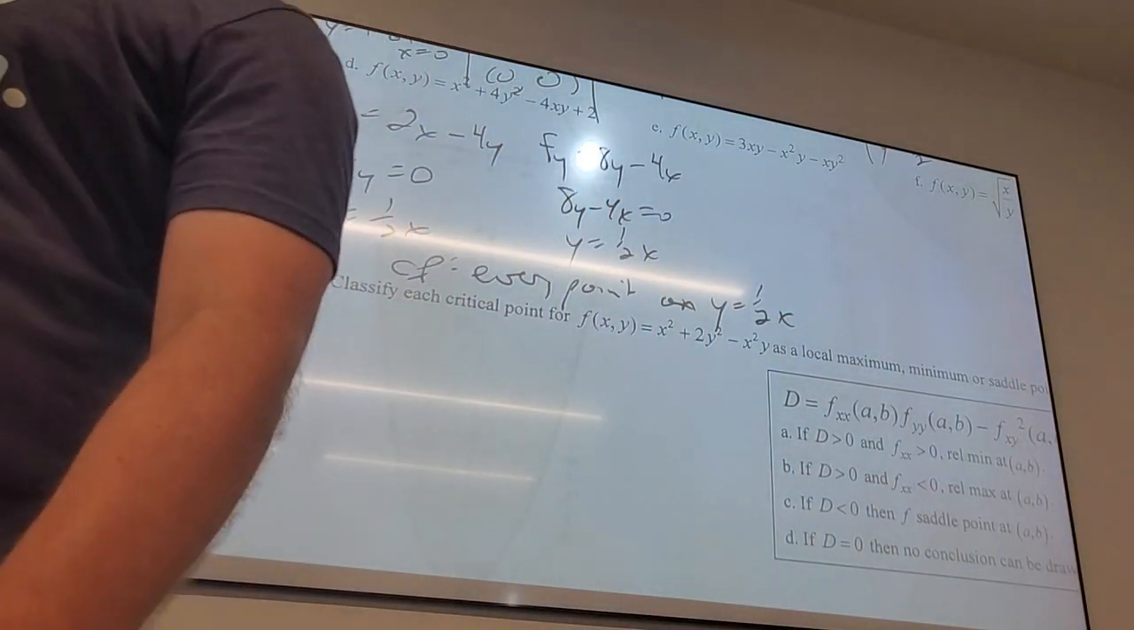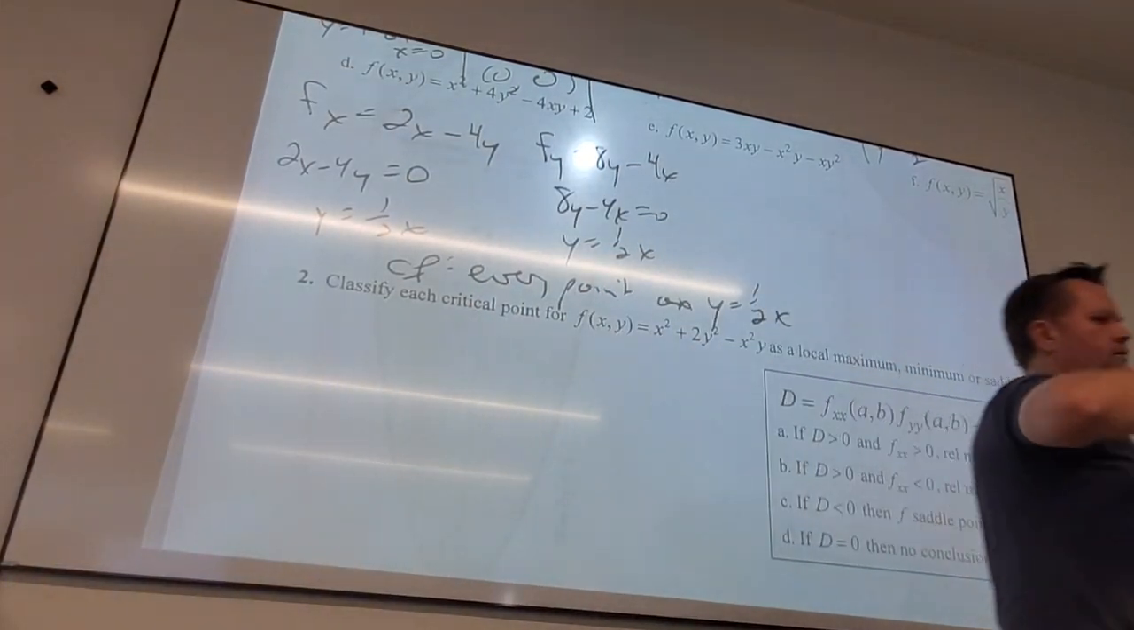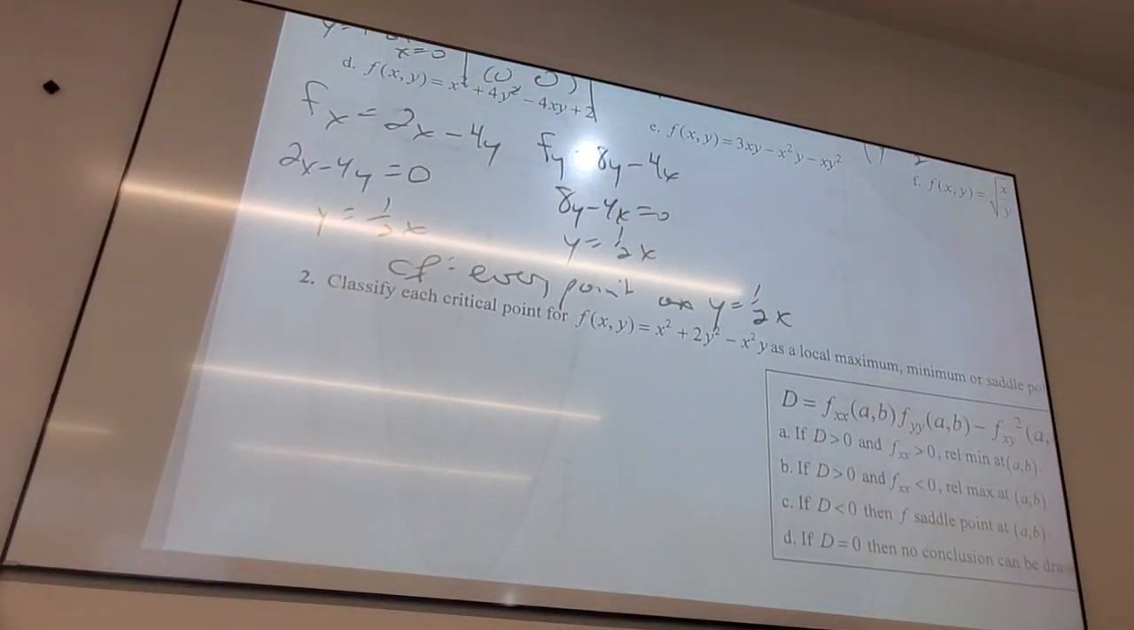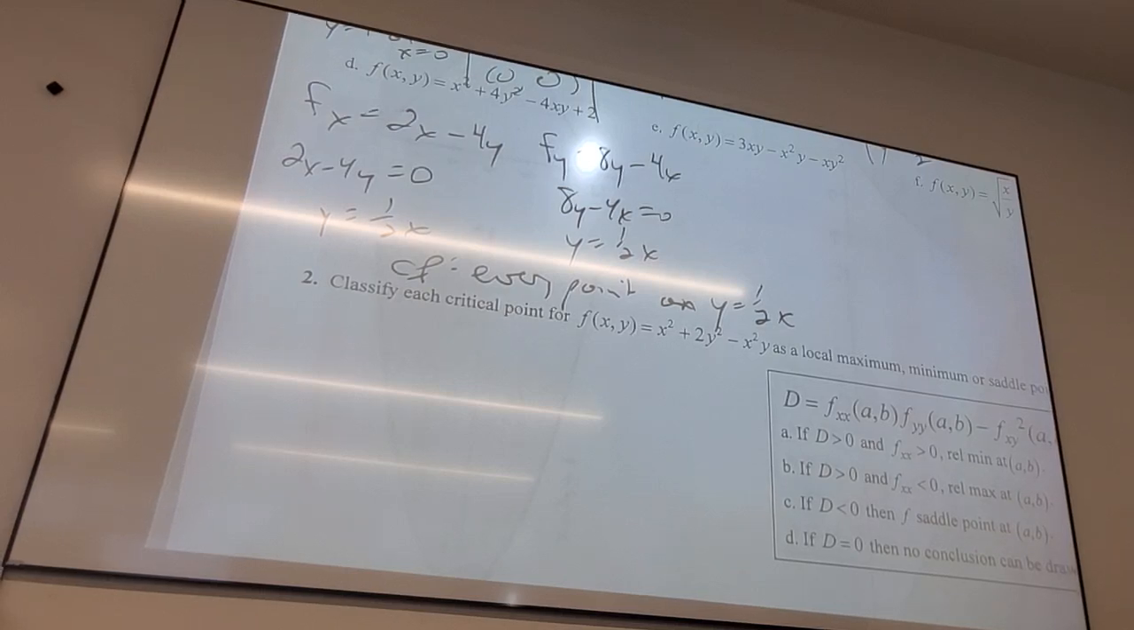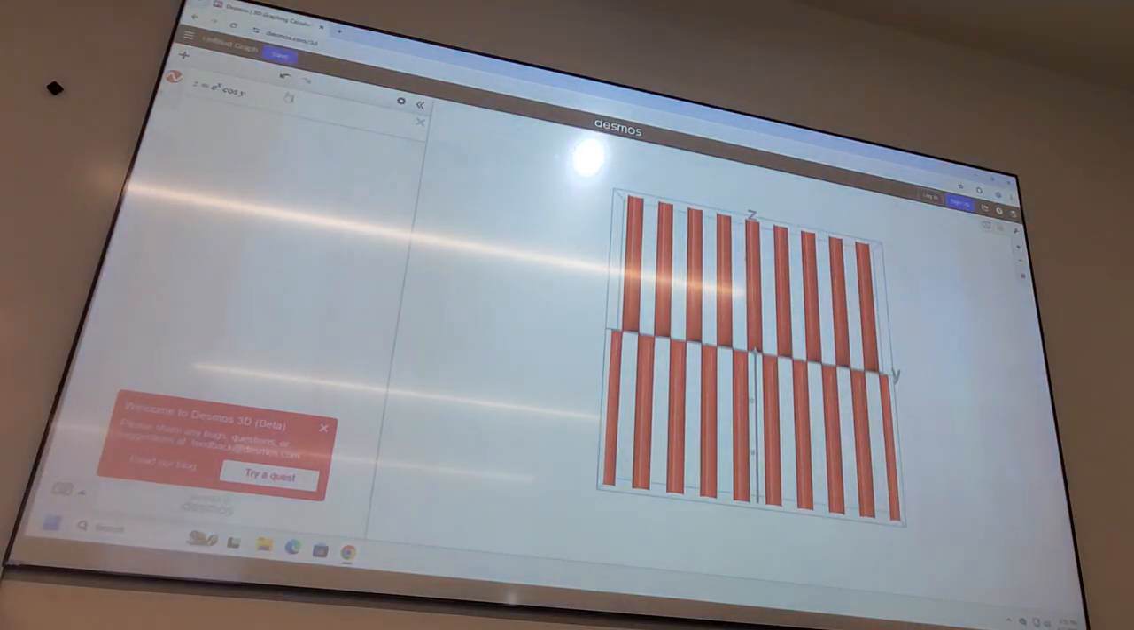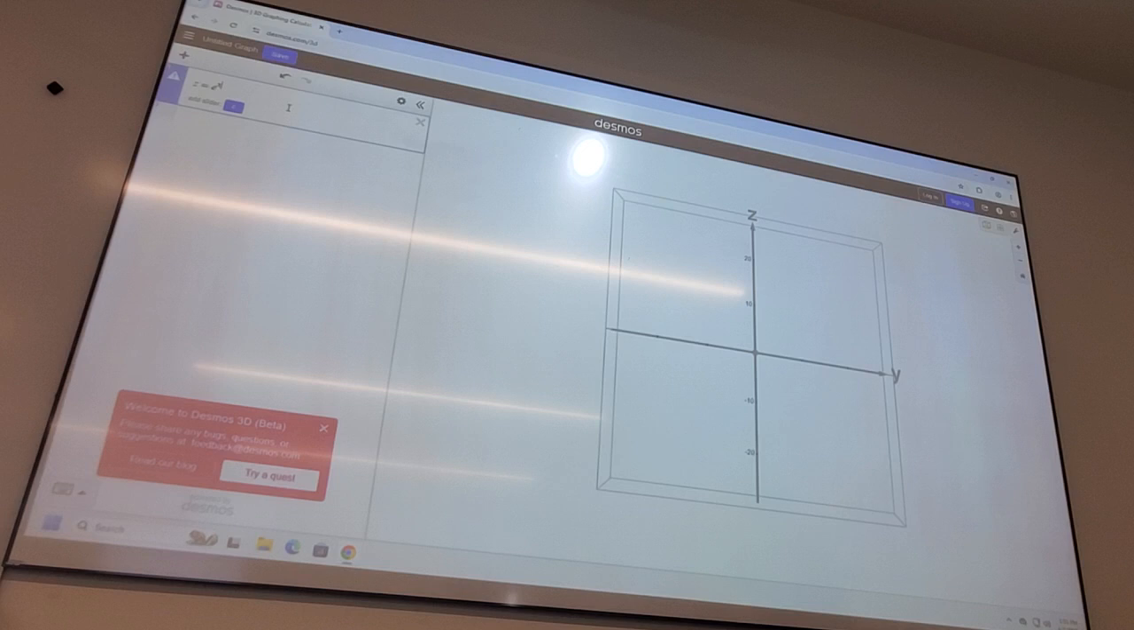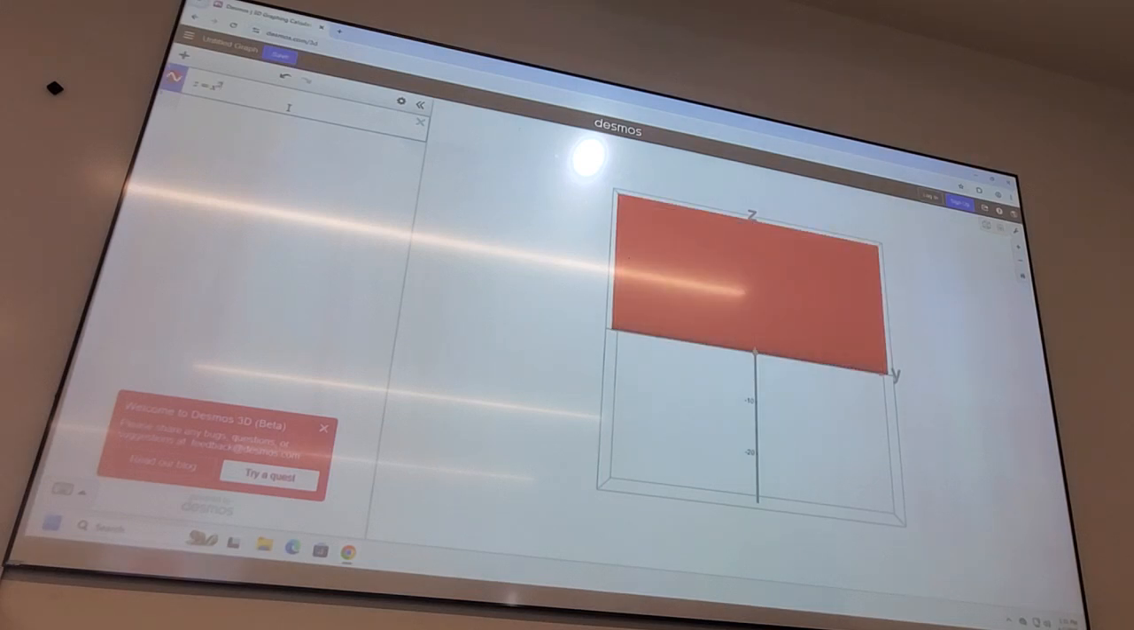So real quick, let's graph this. When I say let's graph this, I mean you watch me graph it. So everybody got that? Every point on the line is a critical point. All right, let's see, what was it? x squared plus 4y squared, minus 4xy, plus 2, yes, the infamous plus 2.